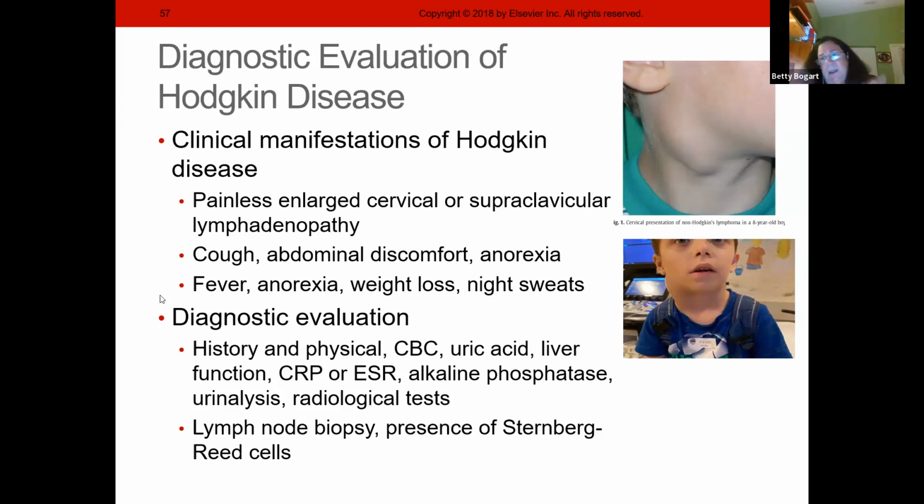CBC, I'm going to look at your white blood cells, infections, or something happening there. Your inflammatory factors of your CRP and SED rate. CRP is your C-reactive protein, and then urine, etc. How we get the final diagnosis of Hodgkin's lymphoma is they do a biopsy, and that biopsy will show the presence of Sternberg-Reed cells, and that is Hodgkin's.